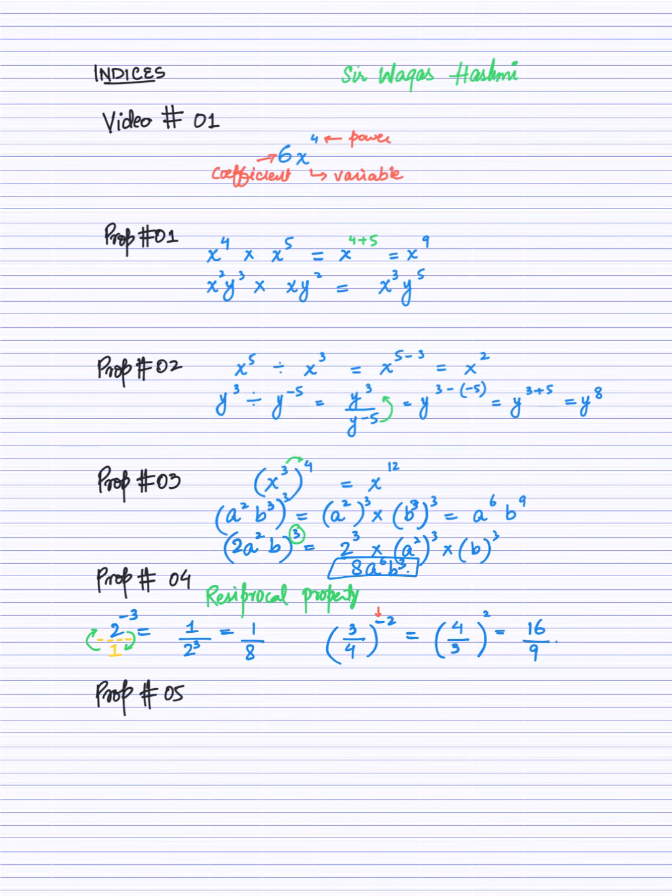Property number 5. Anything with 0 power equals 1. Any number. Example, let's suppose you have 2 to the power 0 equals 1. You have a cube b power 2 and whole power 0 equals 1. You have 9 power 2 and whole square, it will be 1. So whatever you have inside the bracket, if you have that power 0, it always equals 1.